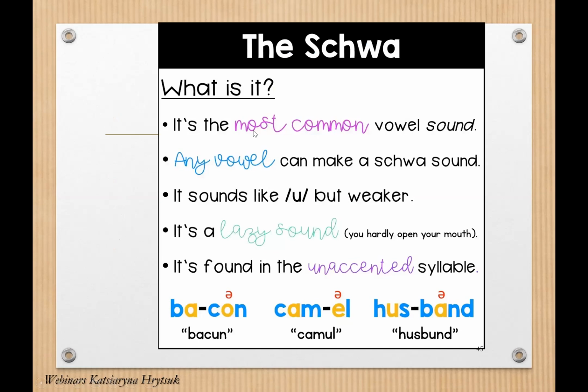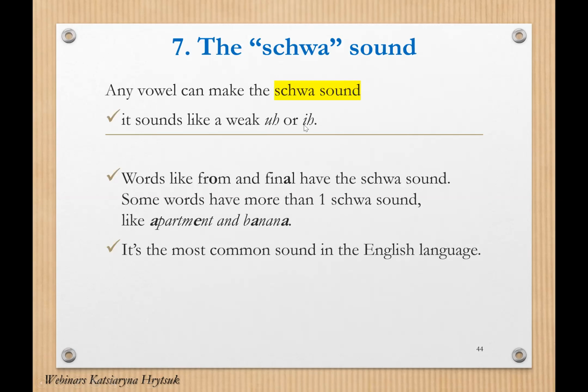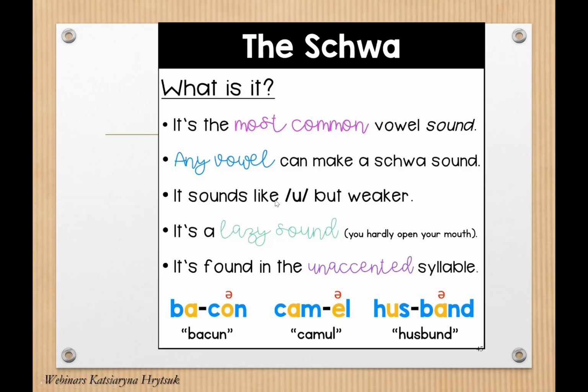So I repeat again. It's the most common vowel sound. Any vowel sound can make a schwa sound. It sounds like uh, but really weaker. Here they give this explanation. It depends. You can find it this way and that way, but we call it a lazy sound. You almost don't open your mouth. And it's also found in unaccented syllables.